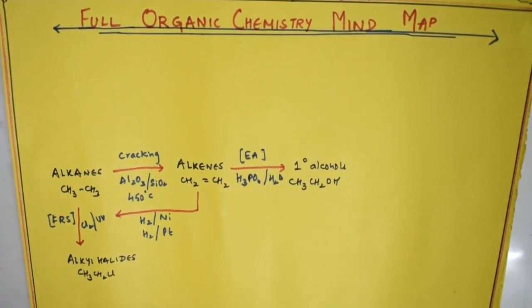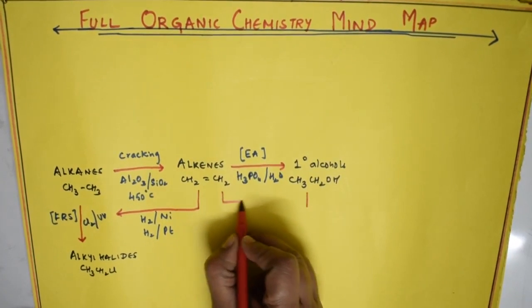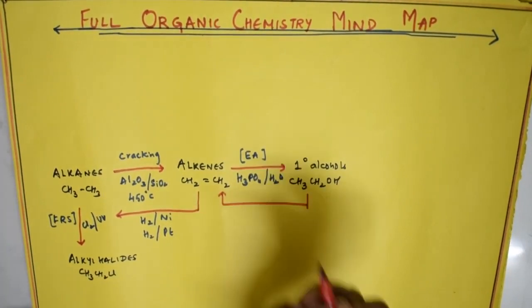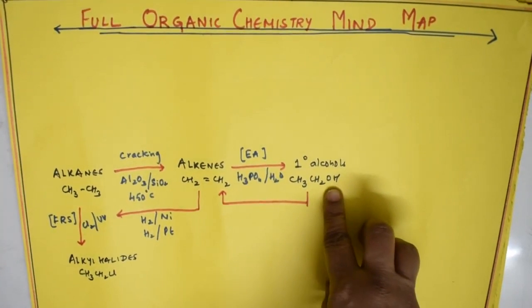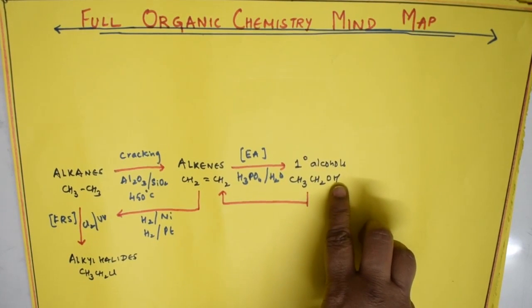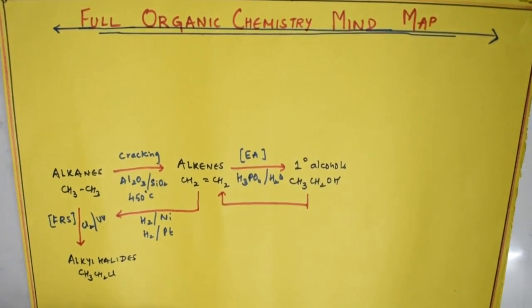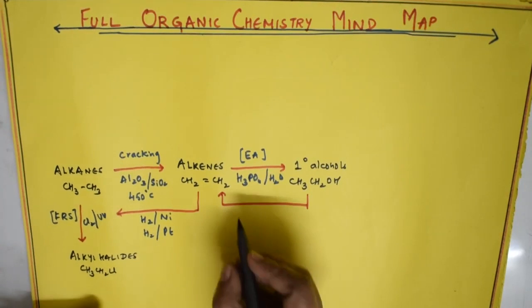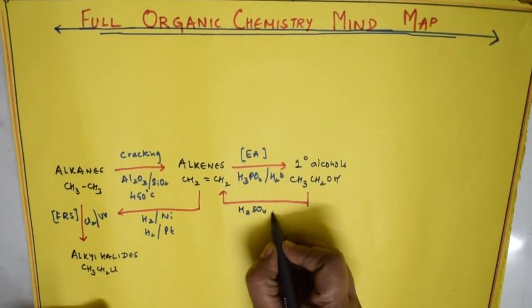This is fine. Now suppose I have to convert primary alcohols back to alkenes, how can I do that? I have to remove this water molecule, that means dehydrate this, removing OH from here and H from here. So for dehydrating, what are you going to use? You're going to use H2SO4 at what temperature?